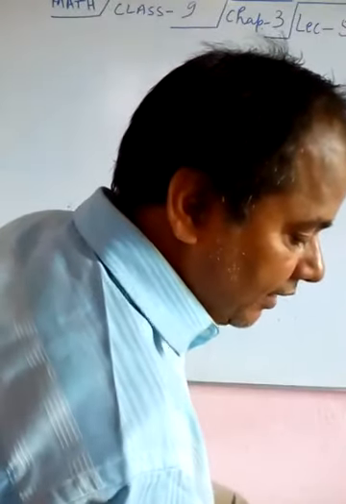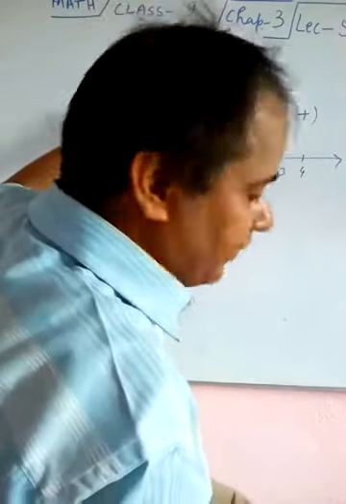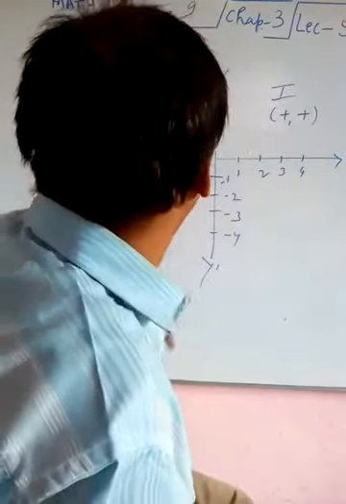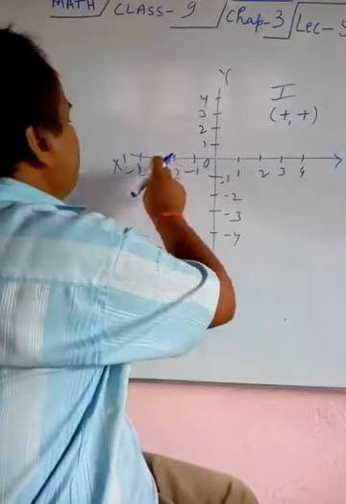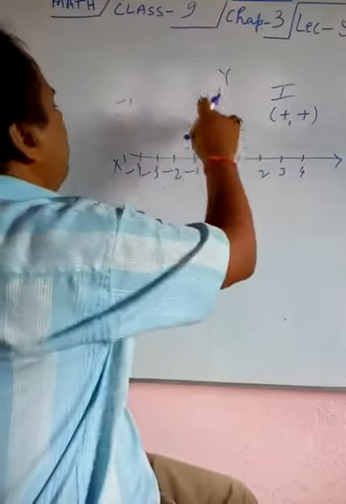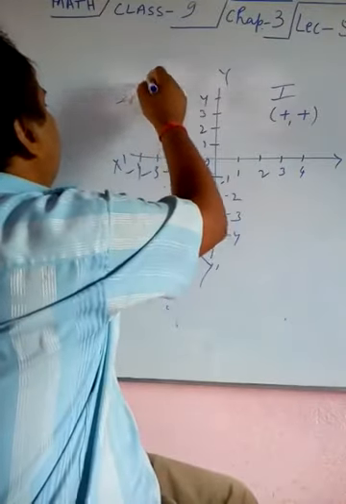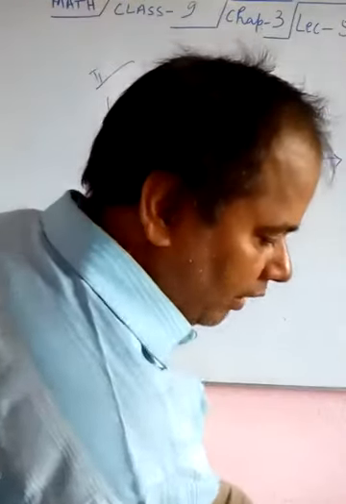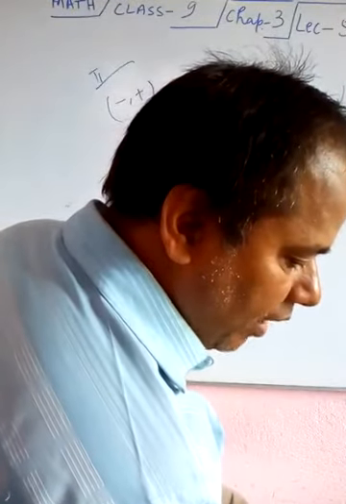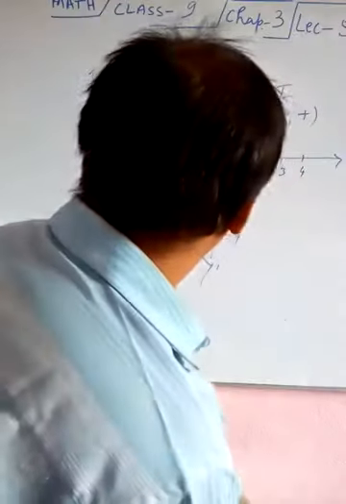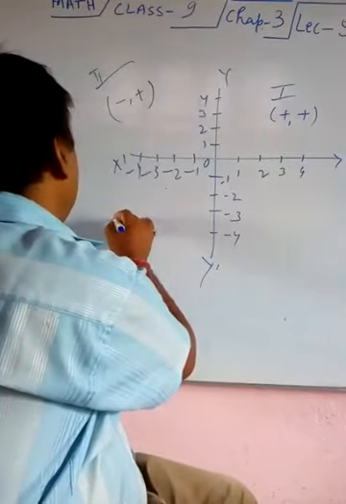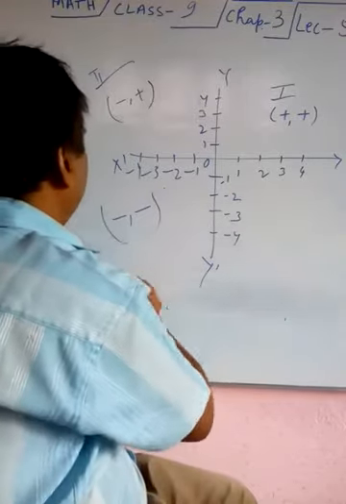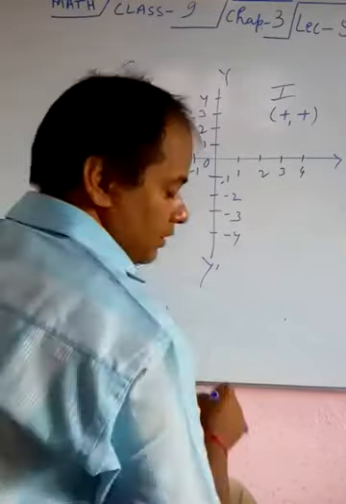Second, if a point is in the second quadrant, here one point is there in the second quadrant, then the point will be of the form minus and then plus. Here the x-coordinate will be minus and the y-coordinate will be plus in the second quadrant. In the third quadrant, the point will be of the minus form. Here the x-coordinate, that is the abscissa, will be negative, and the y-coordinate will also be negative.